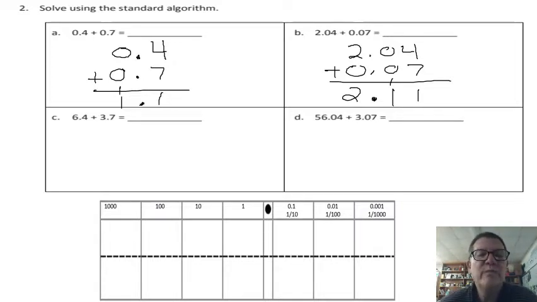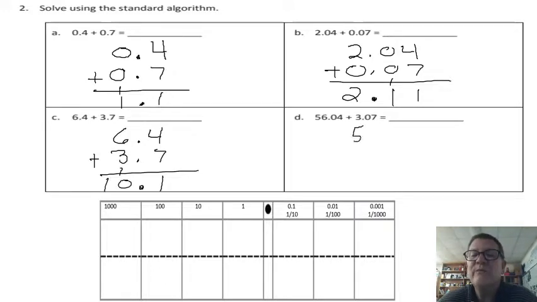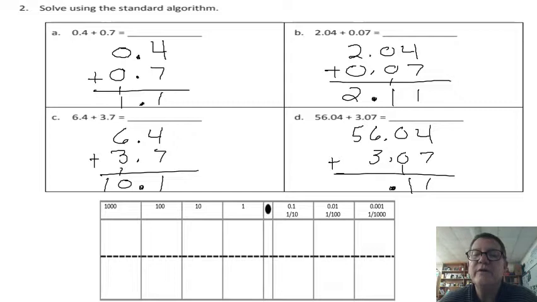Our next problem, we have 6 and 4/10, and we're going to add 3 and 7/10. 4 plus 7 is 11, carry our 1, and 6 plus 3 is 9, and 1 is 10. Our last problem, we have 56 and 0.4, or hundredths, and we're adding 3 and 7/100. So 4 and 7 is 11, carry 1, 1, put our decimal place in there, 6 and 3 is 9, and 5.